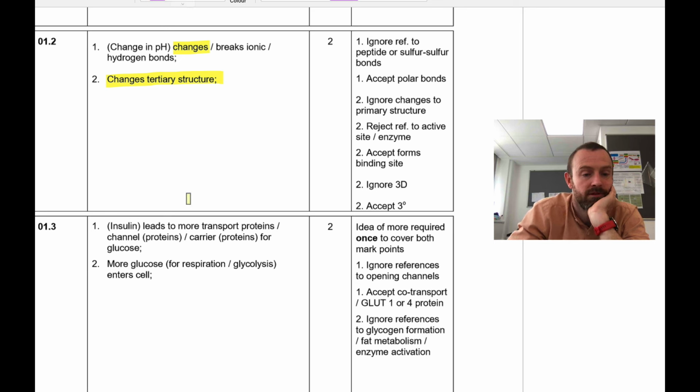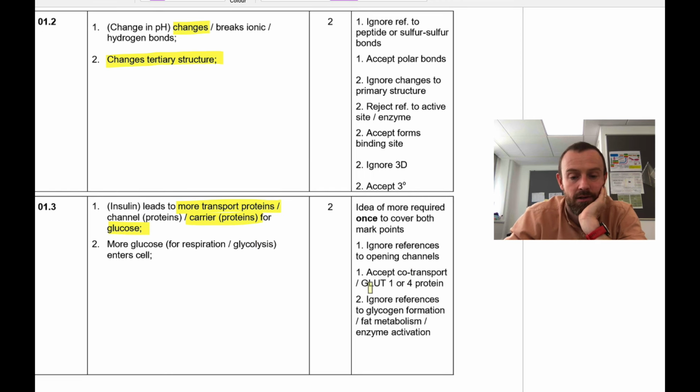Yeah, okay, that's it. More transport proteins or carrier proteins for glucose. The actual name of it is, well, either the GLUT1 or the GLUT4 protein. You might have remembered that. It has come up in previous exam questions, so perhaps you remembered that. And therefore more glucose enters the cell.